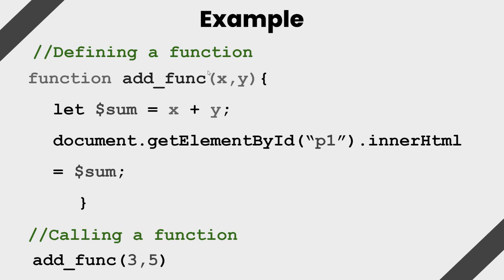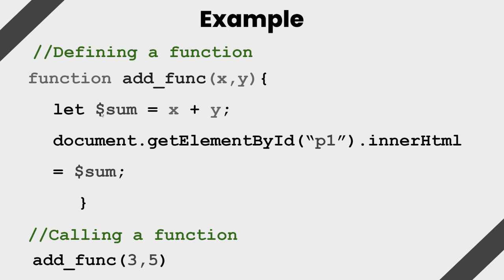After these parameters, within our curly braces, we have the actual code we want to run. As you can see, we said let $sum be equals to x plus y. So here we have the $sum, which is a variable name, and the variable name here is given the addition operation between variable x and variable y.